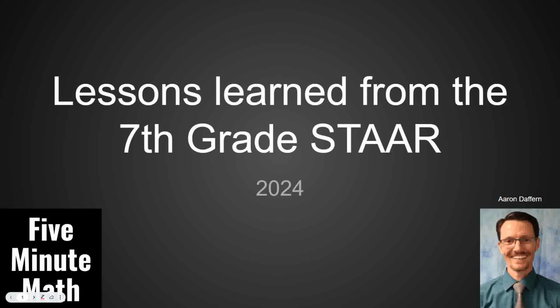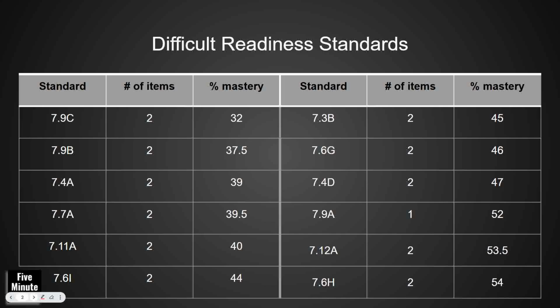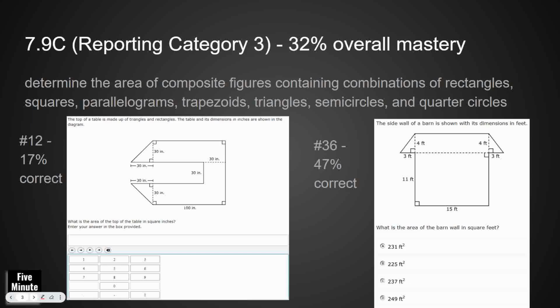My name is Aaron Daffern, and today we are looking at the 7th grade STAAR test 2024, and we're going to learn some lessons based on difficult readiness standards. These standards tested at less than 60% overall mastery in 2024 across the state of Texas. We will look at the items themselves, identify misconceptions, and most importantly, look at some instructional implications that we as educators can help our students do better this year.